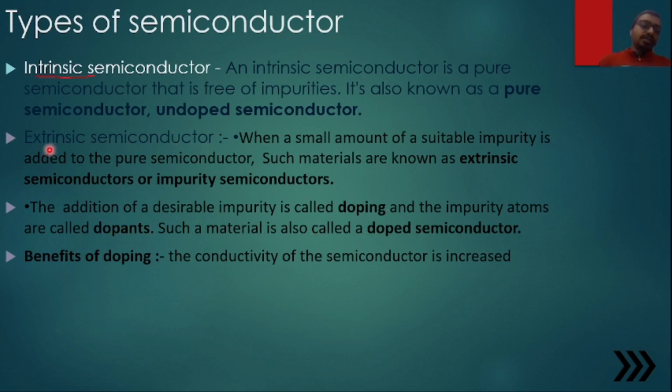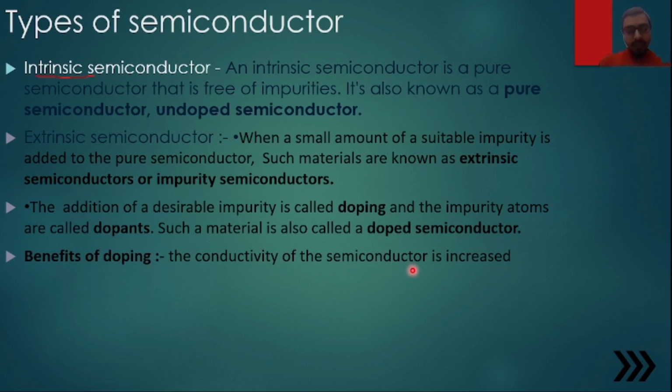Now come to extrinsic semiconductors. If you add a small amount of impurity to an intrinsic semiconductor, which is a pure semiconductor, then this type of semiconductor is known as an extrinsic semiconductor. You may ask, sir, why do we add impurities to intrinsic semiconductors? You must know the answer: if we add impurities to these semiconductors, their conductivity is increased.